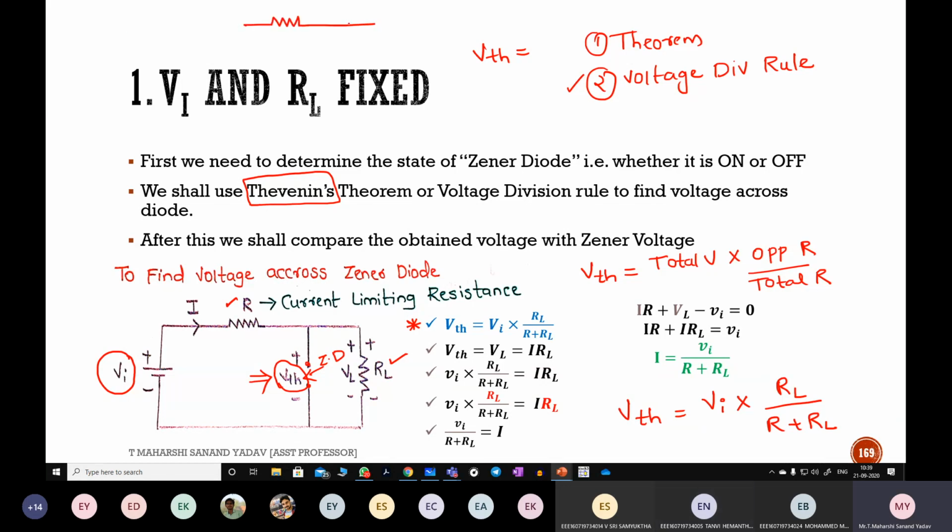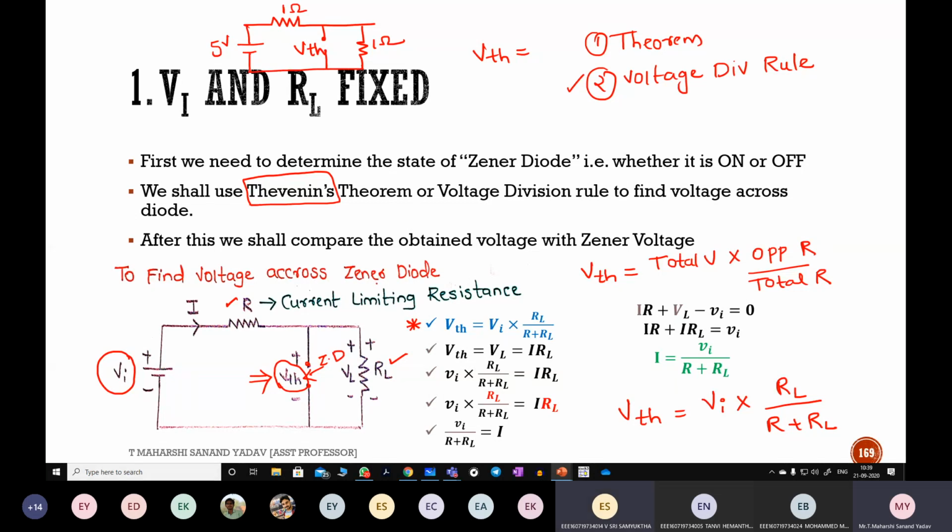Now I'll give you one rough example. Try to tell me the answer. I want to find VTH at this point. Here this is 1 ohm, here this is 1 ohm, and the input that I'm applying at this point is 5 volt. Now tell me what is the voltage at this point by using the voltage division rule.